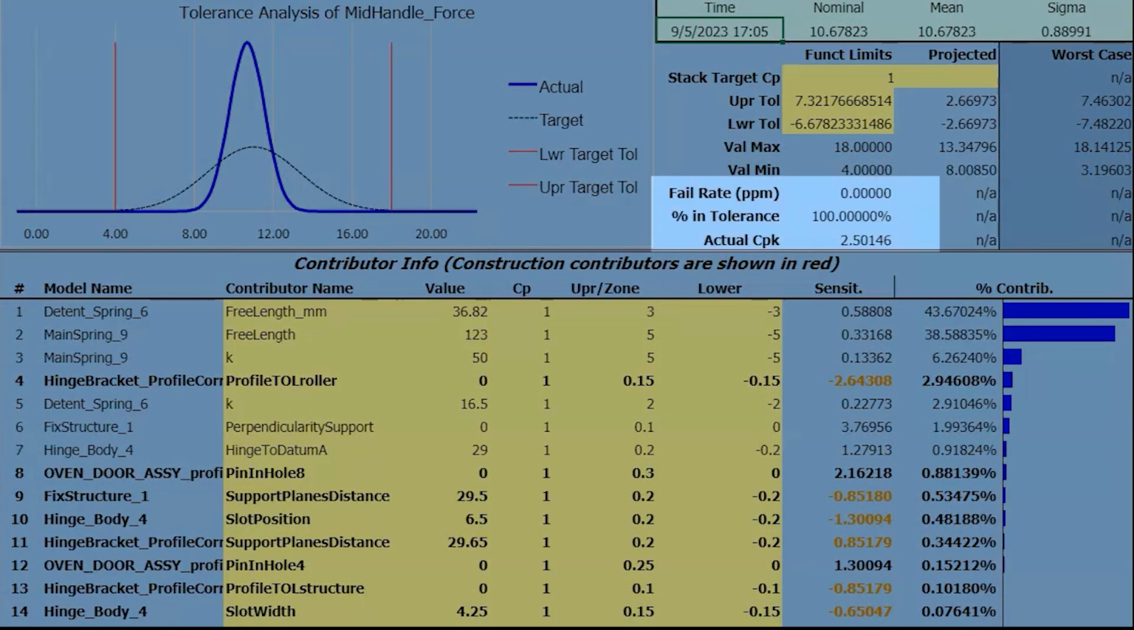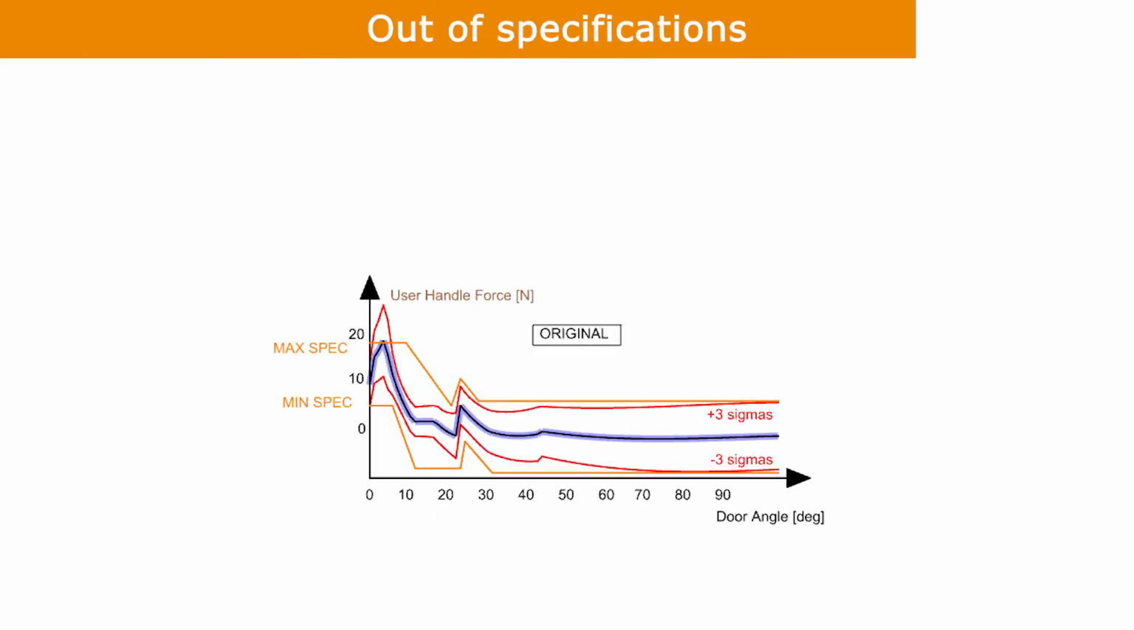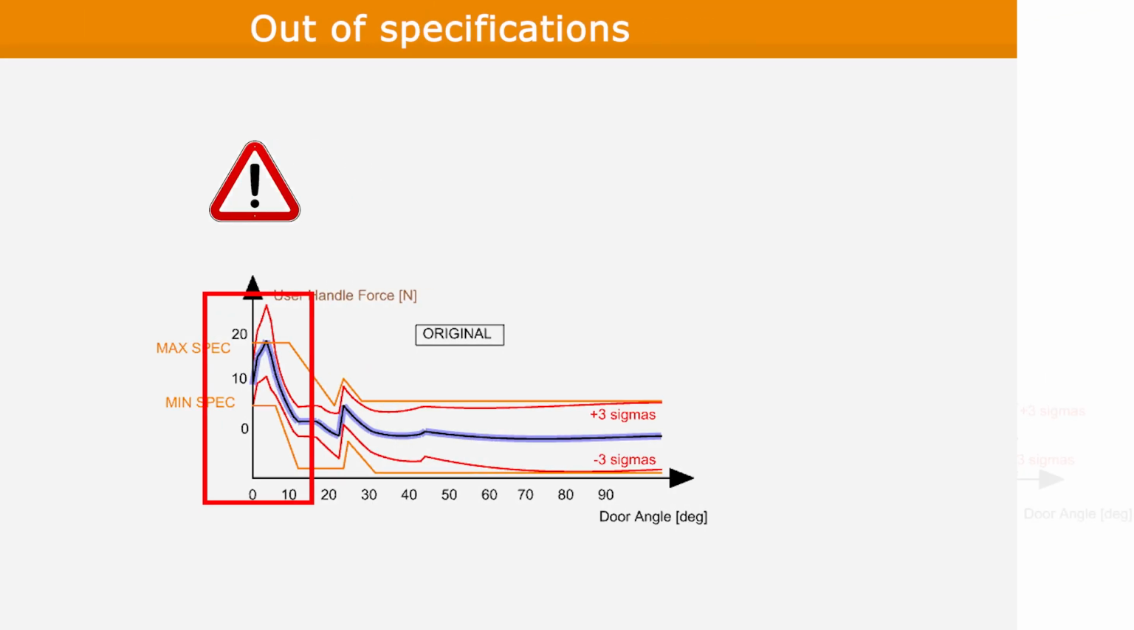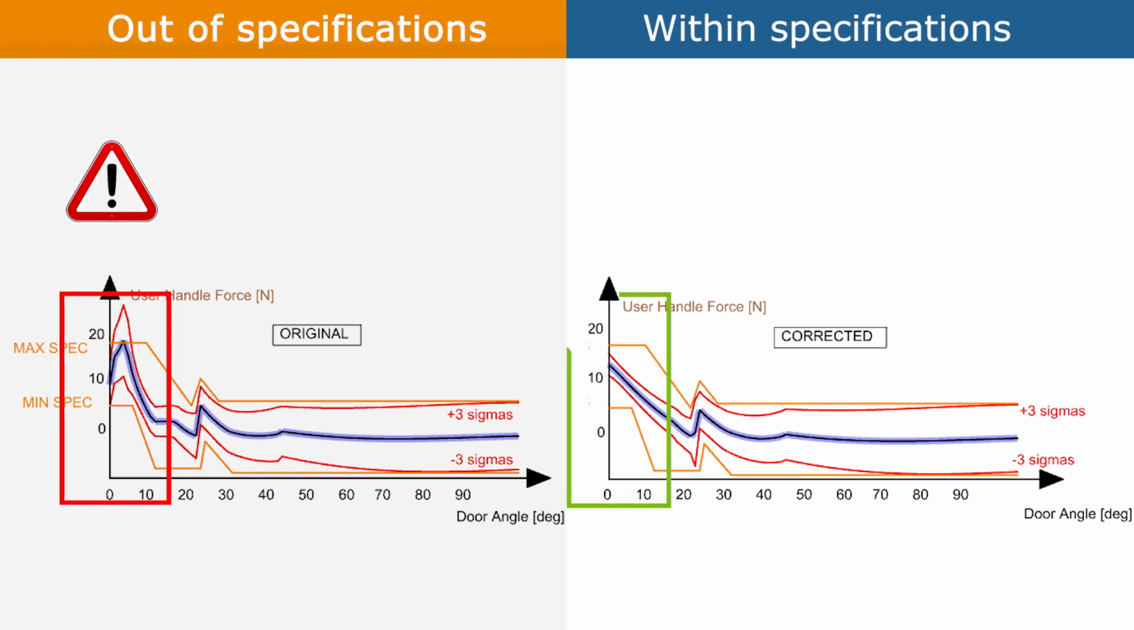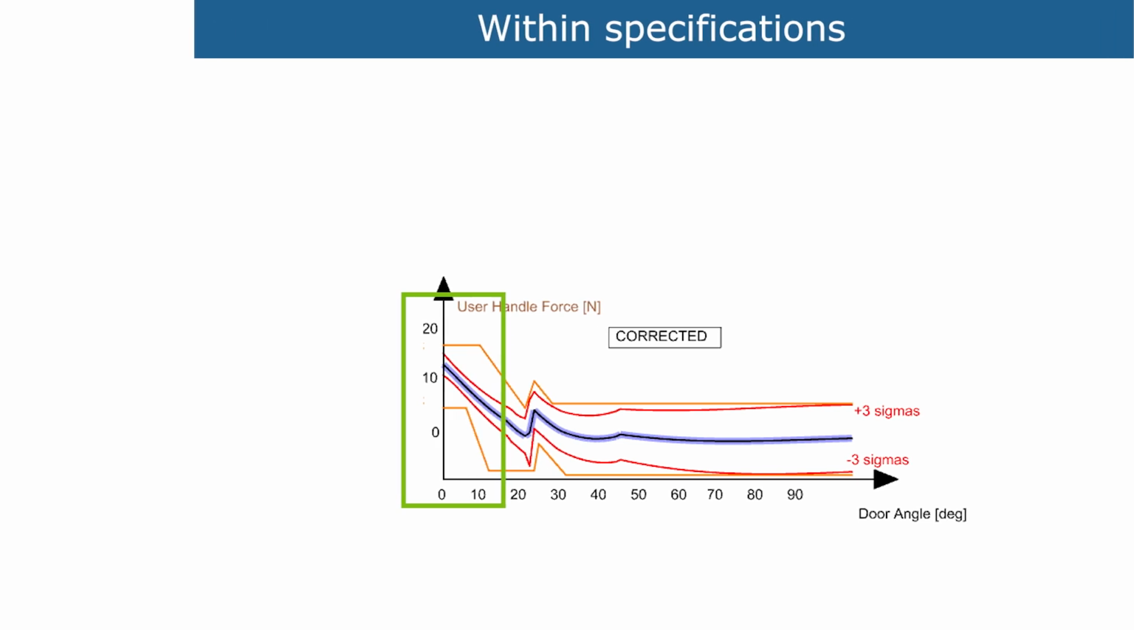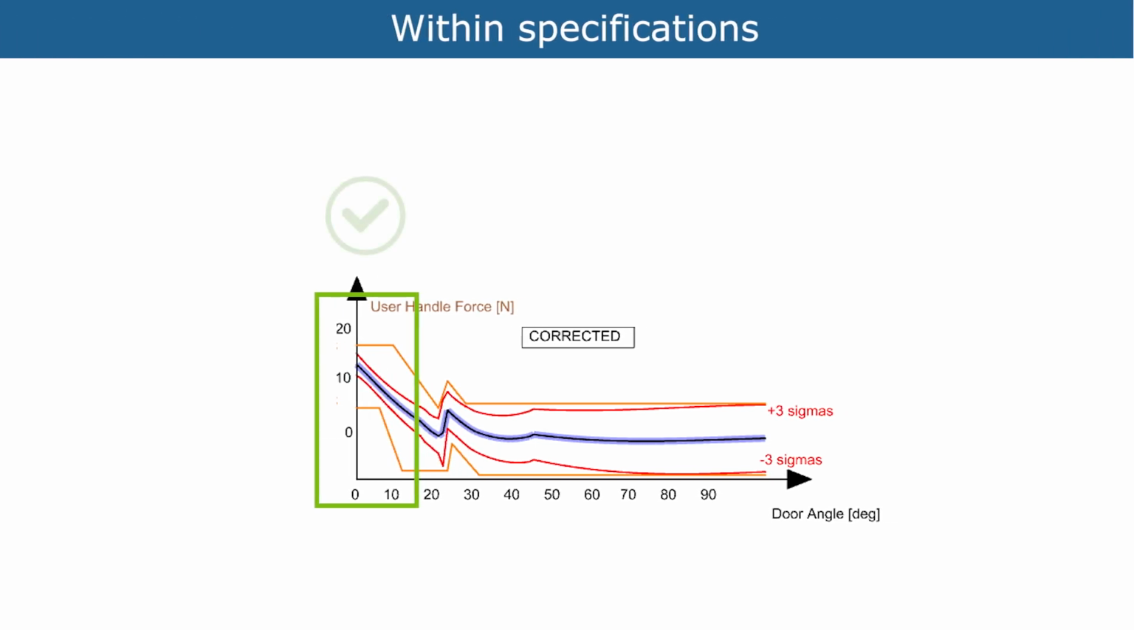We can now recalculate the user handle forces over the entire range of the door opening angle and confirm that this new candidate mechanism design meets the minimum and maximum force requirements with an acceptable failure rate. Because of our analysis, we are confident in our hinge design and ready to send it to prototyping for testing before it goes to manufacturing.